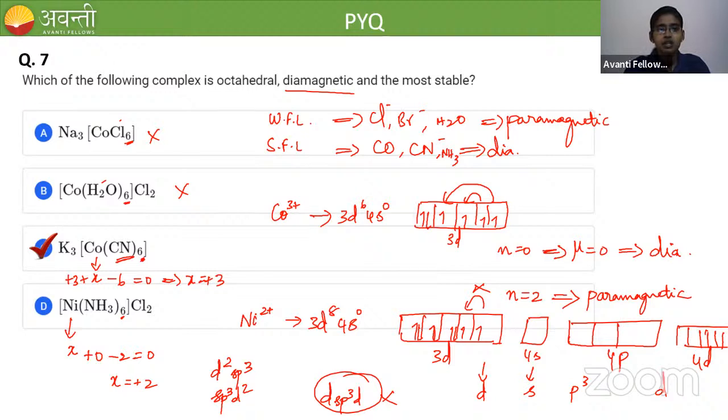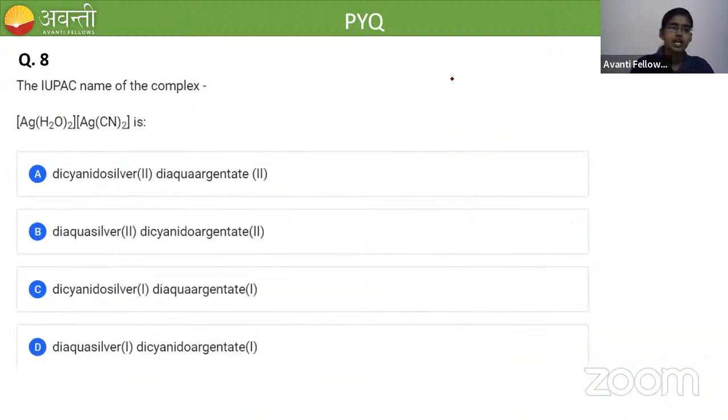So I'll go on to question number 8. If you're having any doubt, just put it in the chat box. I'll explain it again. I'll move on to the next question, where we are asked to find the IUPAC name of the given complexes.